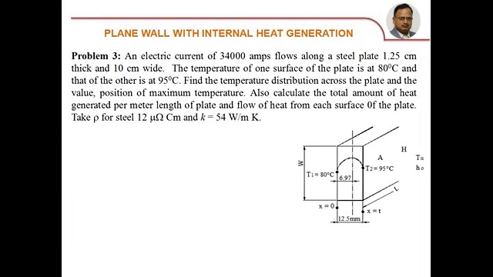So meter length of the plate you have to find. Take resistivity for steel 12 micro ohm centimeters and thermal conductivity of it is 54 watt per meter Kelvin. So when you pass current through the steel material having resistivity, it generates heat energy, and that heat energy generated in the slab will reach the surfaces by means of conduction and enter into the environment by means of convection.